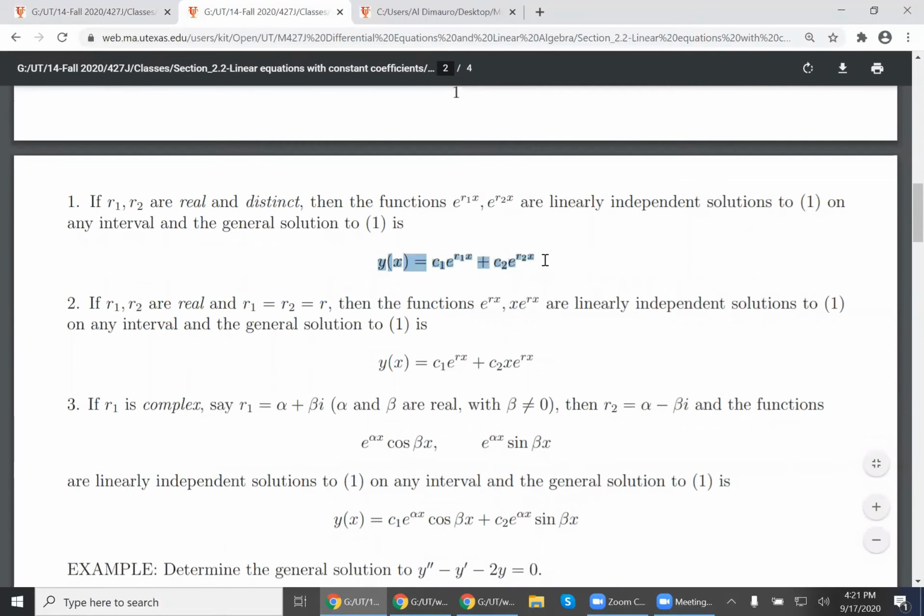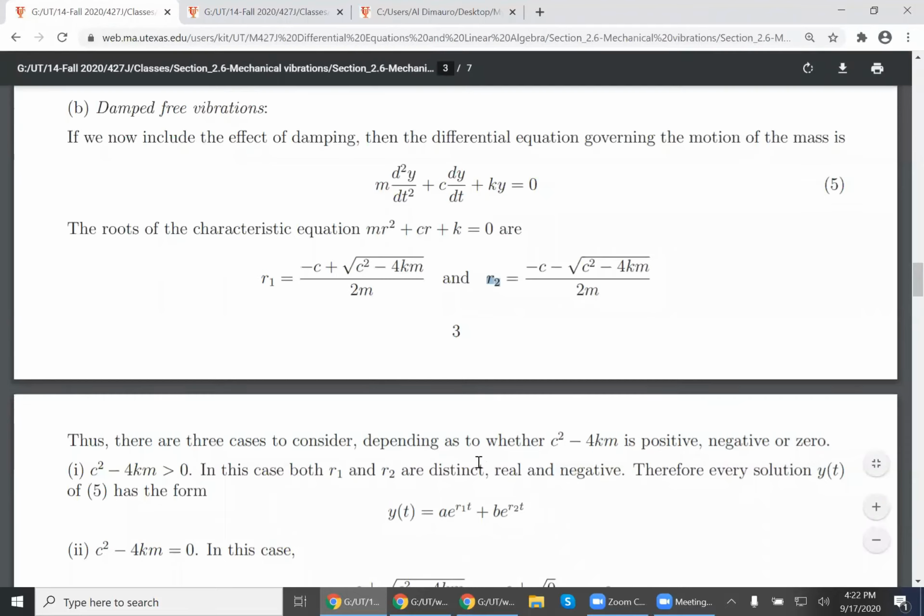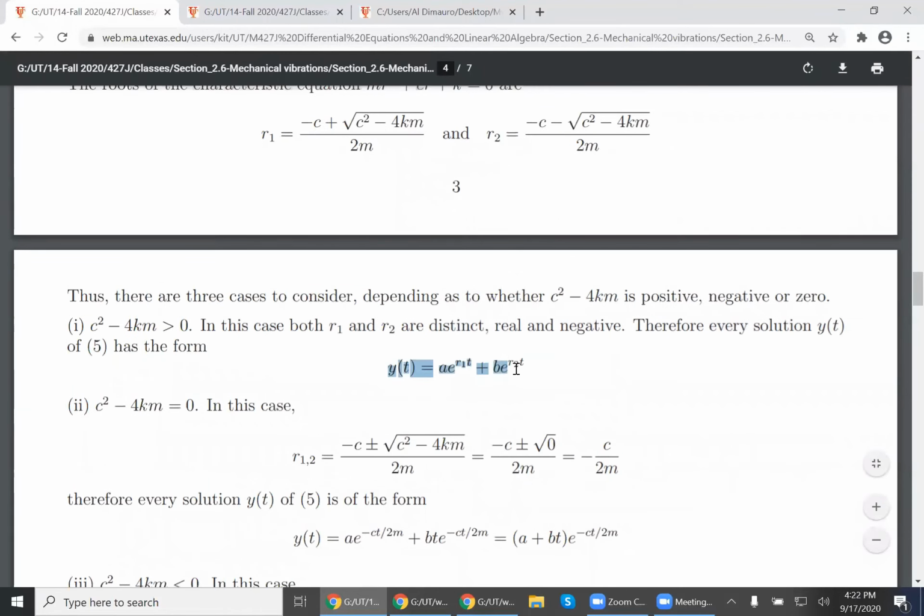Here is a formula for the general solution. We apply this formula, the result follows.